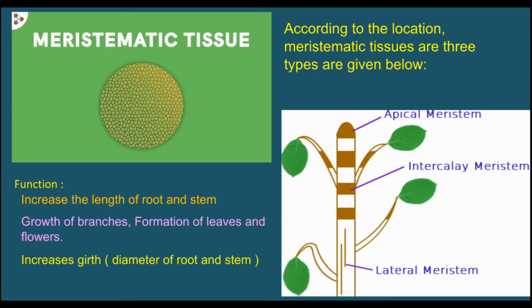The function of the apical meristem is to increase the length of the root and the stem. The function of intercalary meristem is to help the growth of branches, formation of leaves and flowers. Lateral meristem helps to increase the girth of the root and stem.